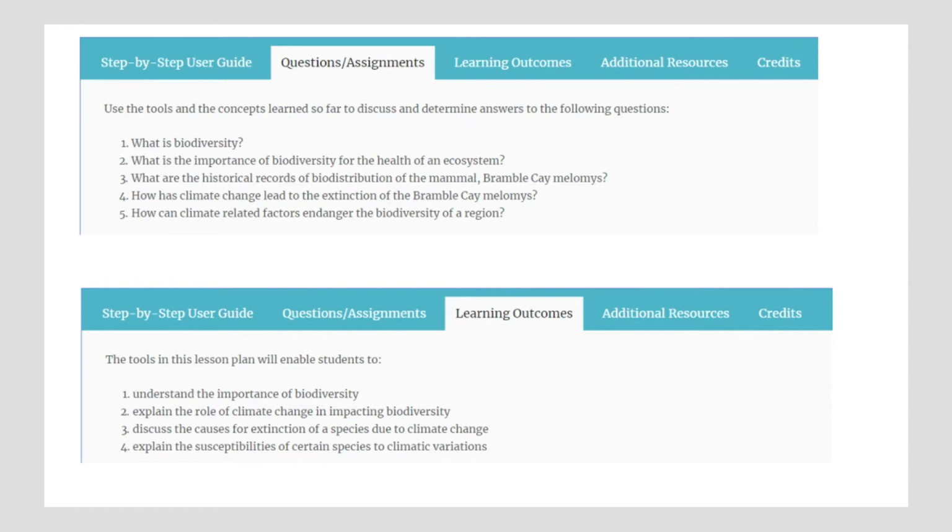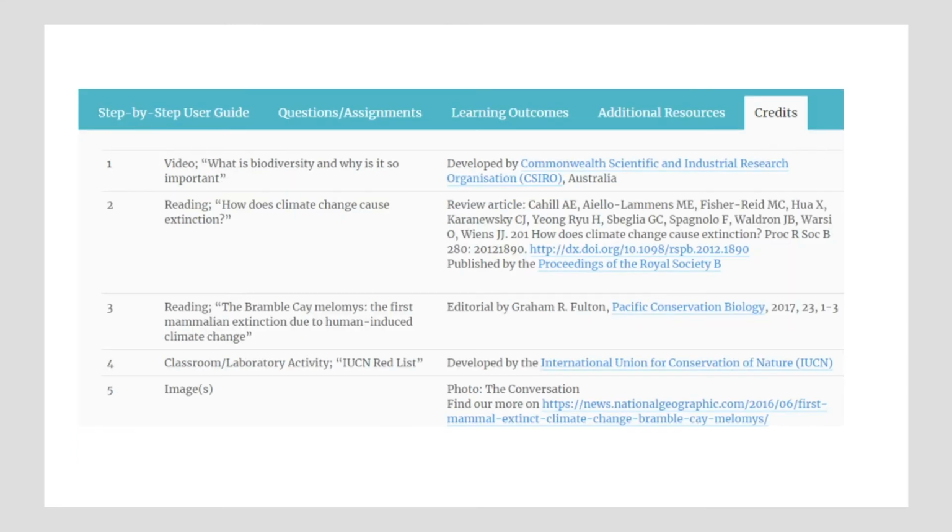The tools in this lesson plan will enable students, and this is under the learning outcomes of the usage of this lesson plan, to: 1. Understand the importance of biodiversity, 2. Explain the role of climate change in impacting biodiversity, 3. Discuss the causes for extinction of a species due to climate change, 4. Explain the susceptibility of certain species to climate variations. A list of all the resources and who they have been produced by is also provided in this particular lesson plan.